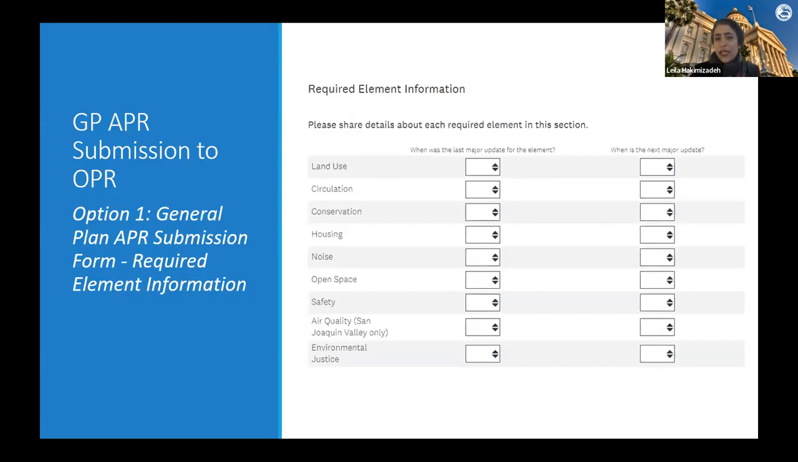Please provide the year each element had a major update. By major update, OPR is looking for a comprehensive update that involved community outreach and required multiple levels of review.